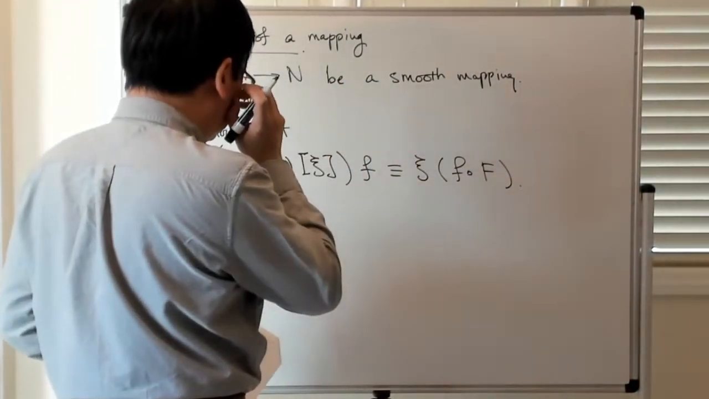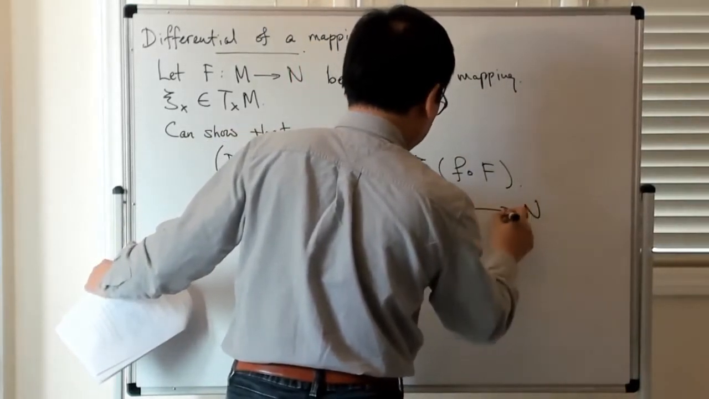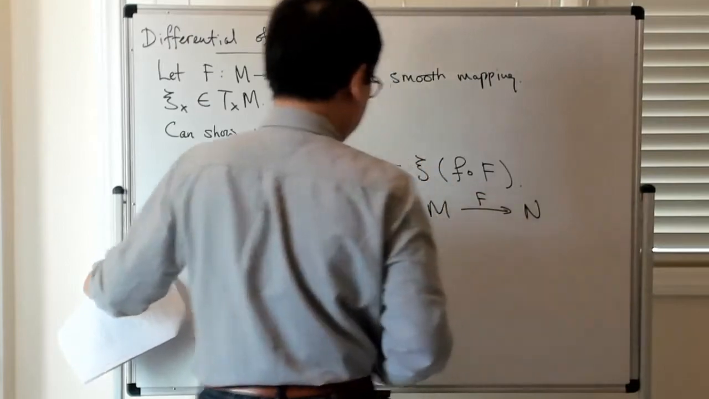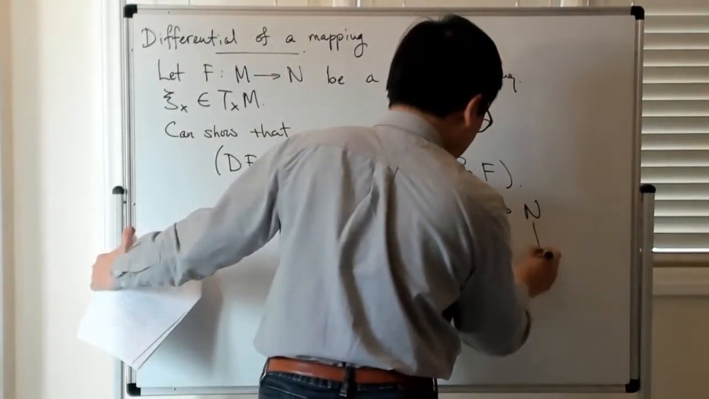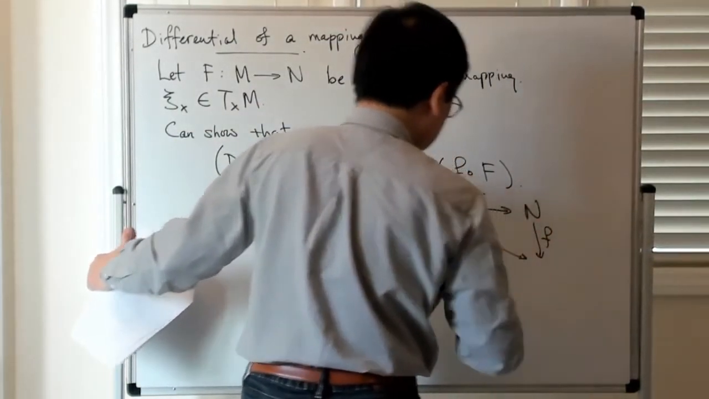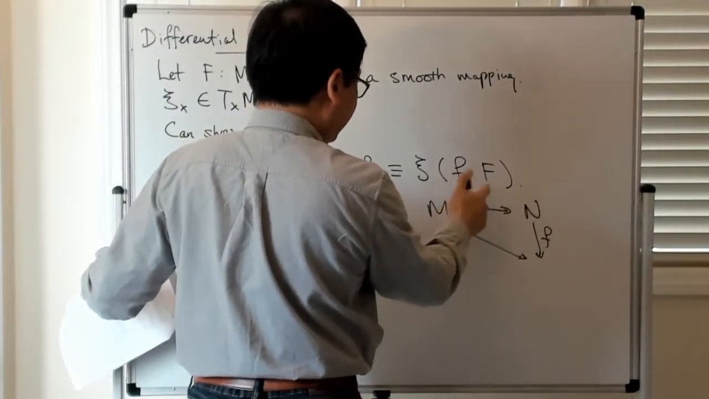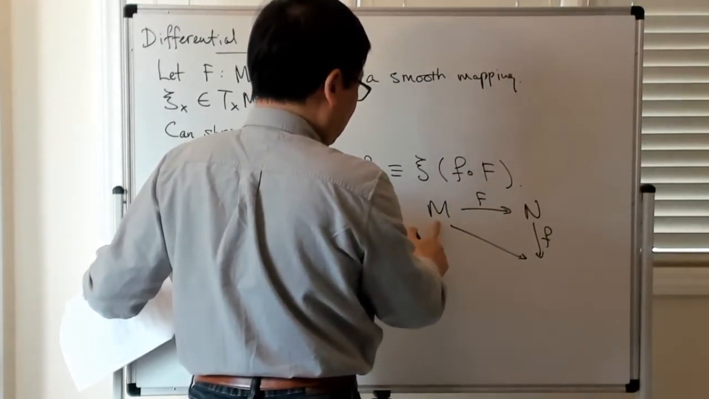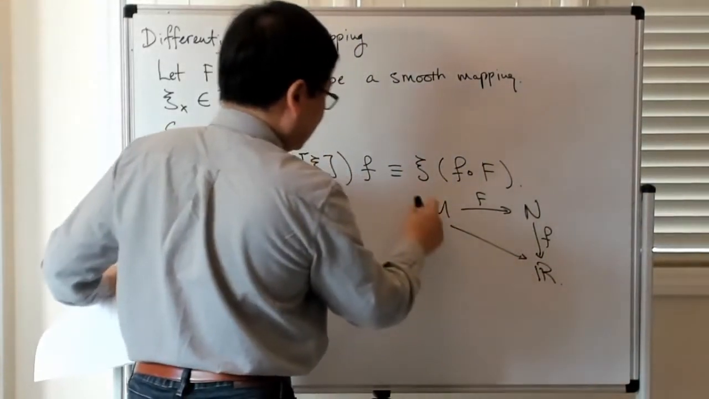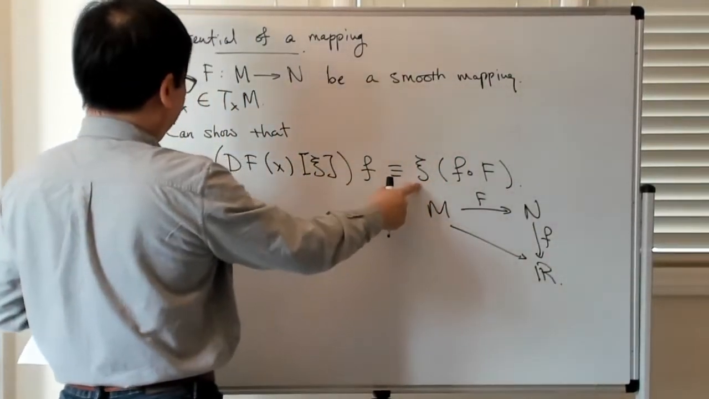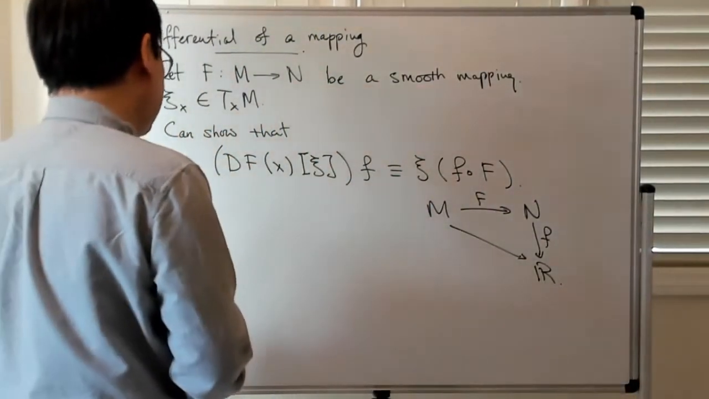So let's try to draw a picture here. You have manifolds M and N. There's a map from M to N via big F. And f is a function on N. So we have a composition, f composed with big F, which is a map from M to the reals. So this is just a scalar valued function on M, and you can apply the tangent vector to M on this, essentially as a directional derivative.